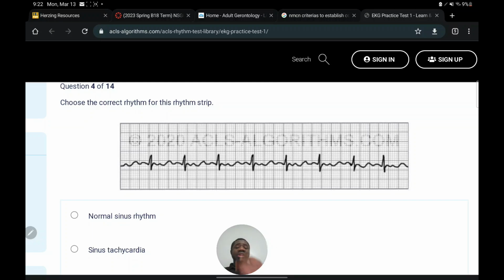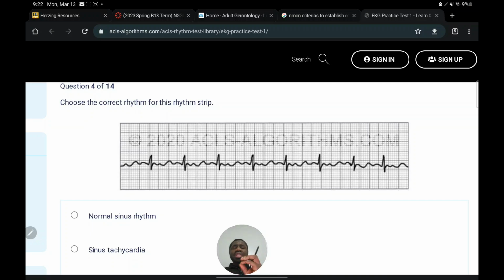Or another way you can do this is to calculate the number of big boxes. 1, 2, 3, 4. So there are 4 boxes between these two hours. Again, 4 boxes, 4 boxes, 4 boxes. So we can say that the rhythm here is regular.